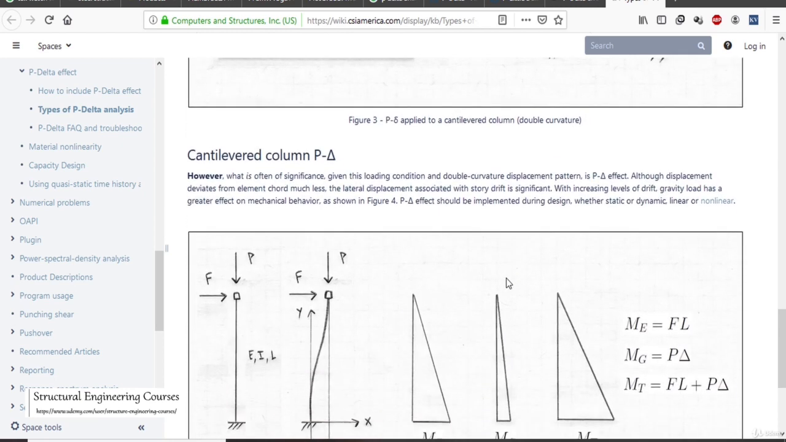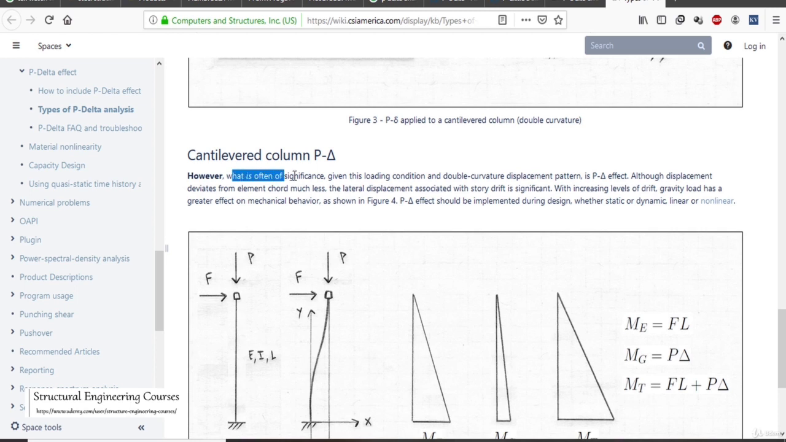Now when we talk about the P capital delta, it is often of significance, and it is also covered in various country codes, that when the height of the column becomes very high or when the bending moments become very high, we do need to go with the second order analysis, also called P delta analysis. Indian standards, American standards, Euro standards put very much emphasis on using the P delta analysis when we are modeling slender structures or very high rise building structures.